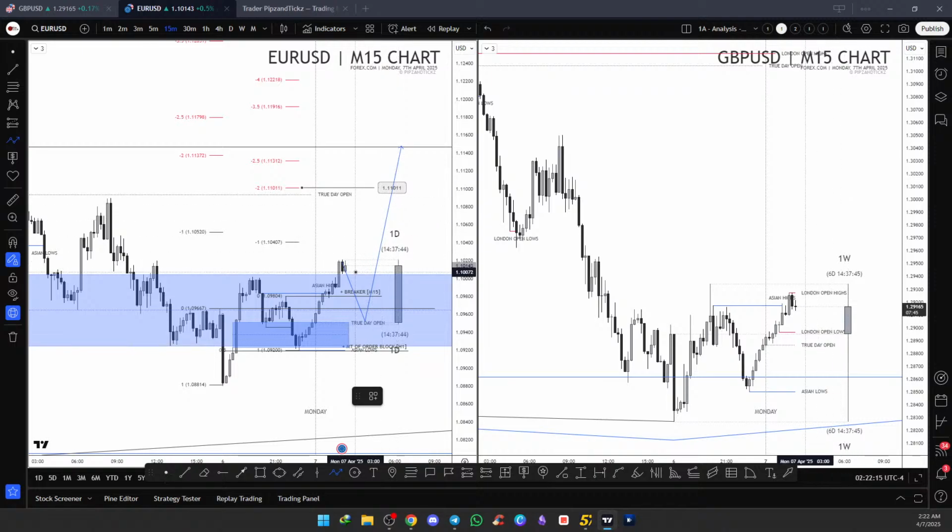So what I'm expecting is a long from this point. If price comes to this breaker here, I will look for an entry. If price goes above to this level directly, then I will not look for an entry. As long as this 2 standard deviation level is not reached, I'll be looking for an entry from this breaker. This breaker will hold as long as this 2 standard deviation is not reached. So this is my game plan for today's London Open session. I'm waiting for it to trade and develop.